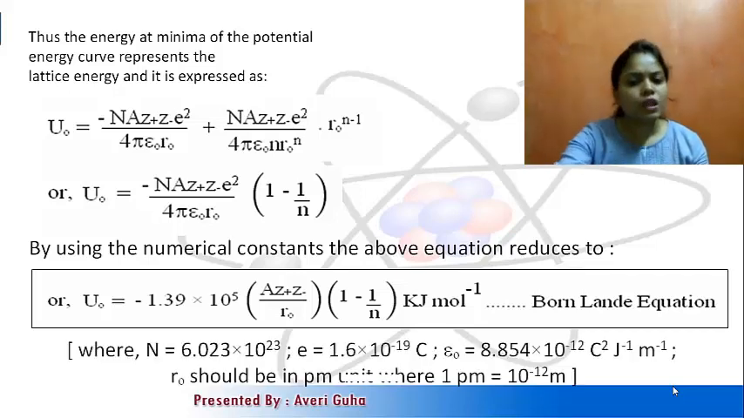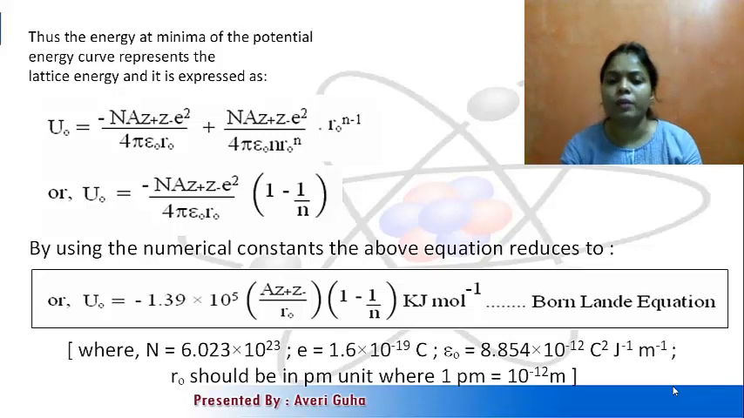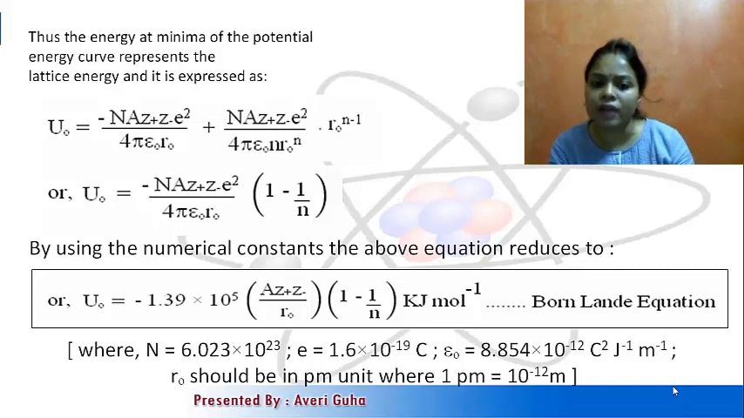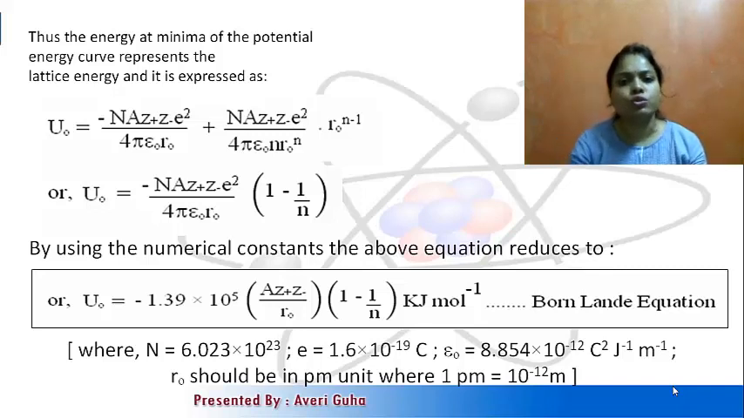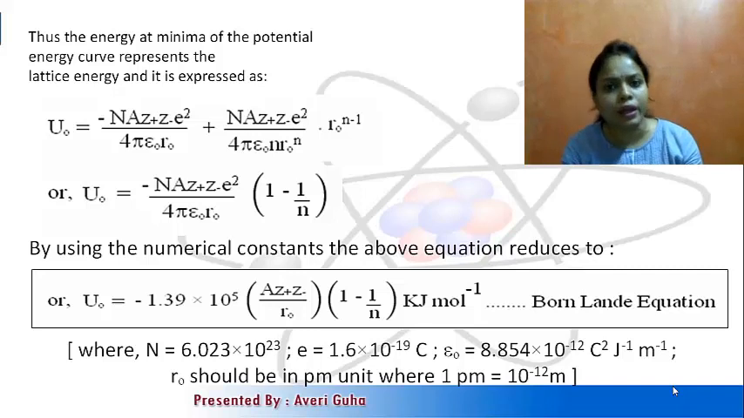One thing you must remember when you are directly given a question on this Born-Lande equation: the value of internuclear distance should be put in picometer unit in this equation. Otherwise, your result will be redundant. In your question, the value of r0 may be given in centimeter, meter, or angstrom unit. What you need to do is first convert it into picometer unit, then put it in my Born-Lande equation, and you will get the answer in kilojoule per mole. So students, this is all about the Born-Lande equation.